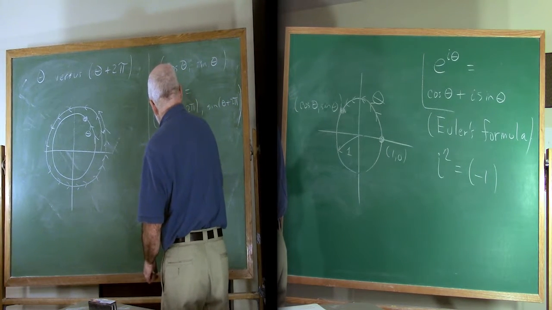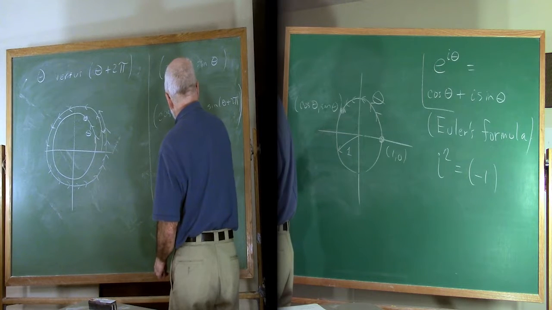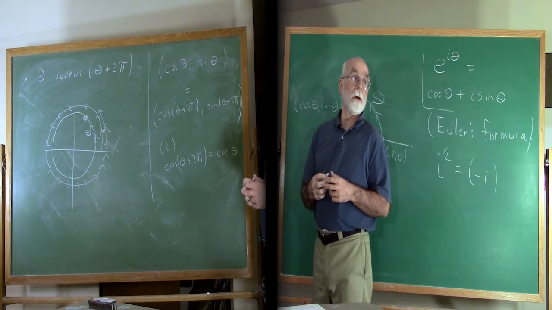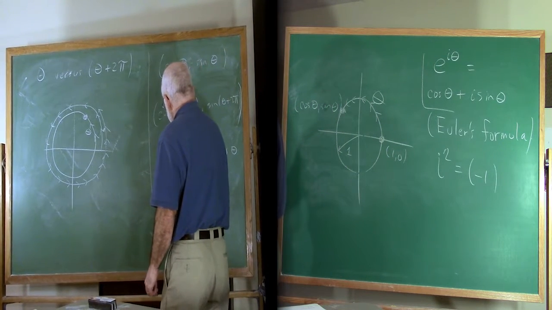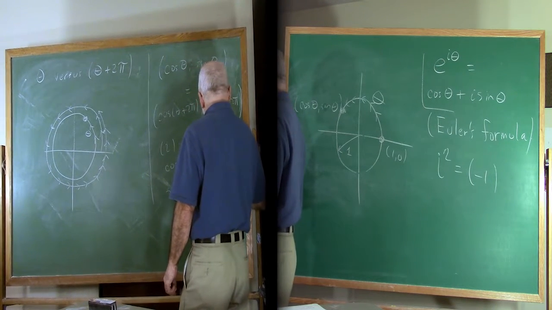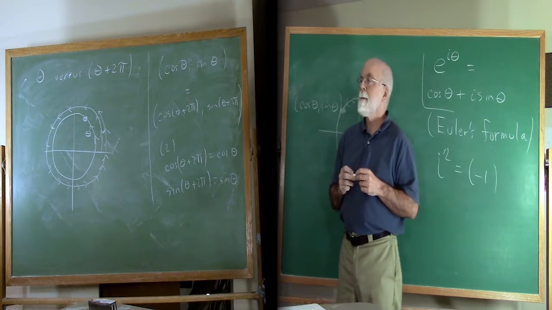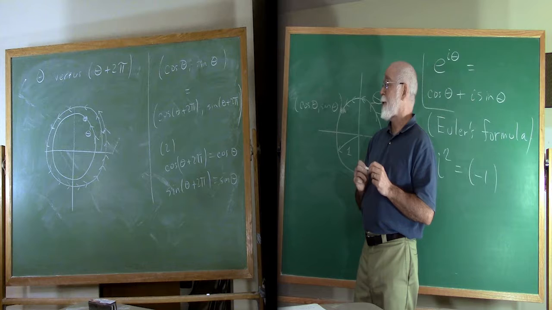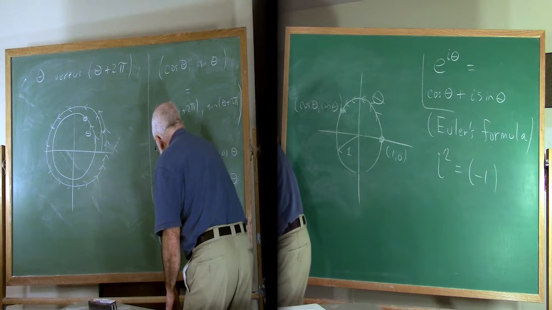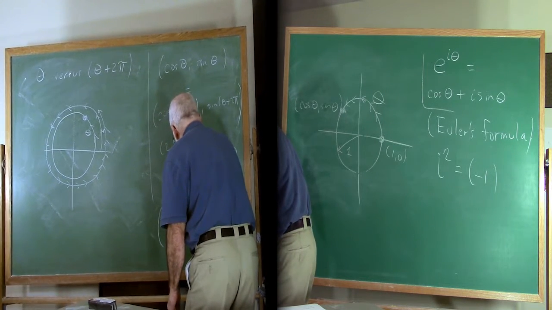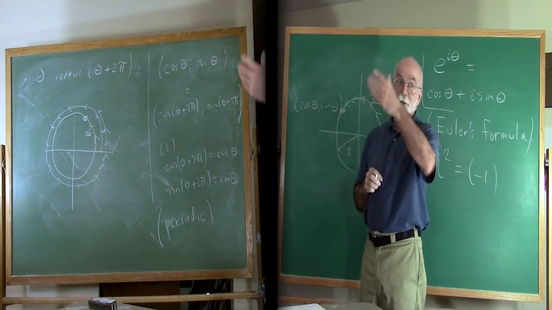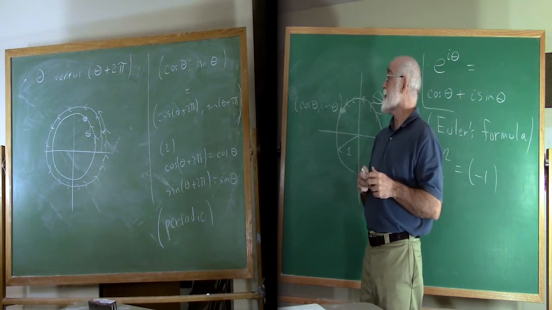Same thing happens with cosine and sine. Cosine stays the same when you add on 2 pi. Likewise for sine. This is a very useful property. It's given a name. The name for this is that sine and cosine are periodic. Periodic means repeating yourself. We'll come back to this later.